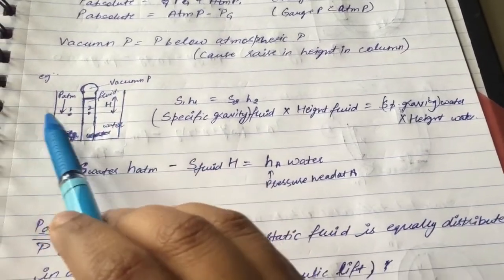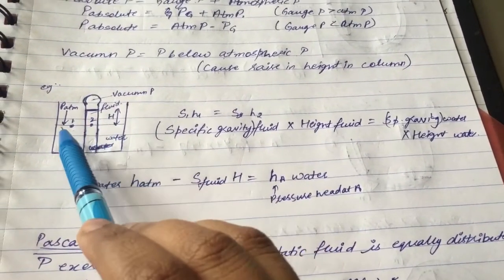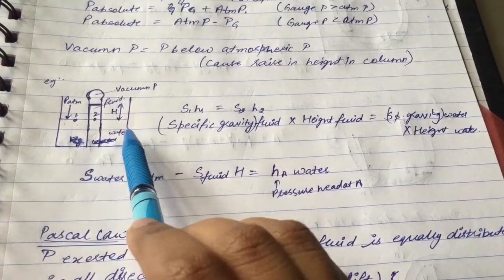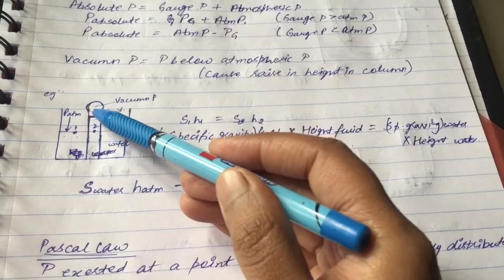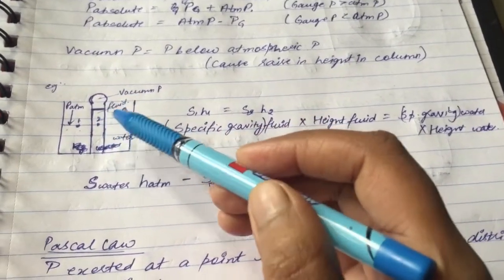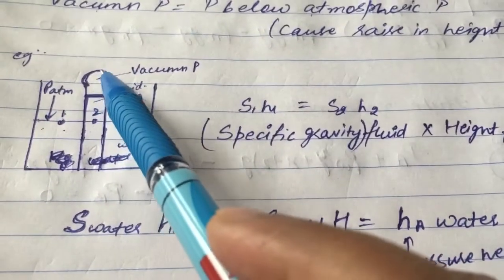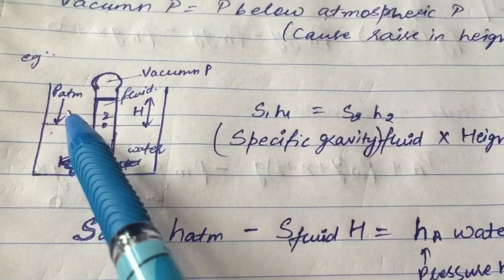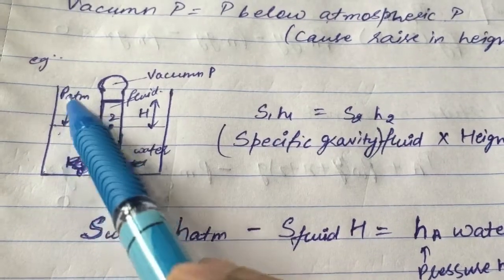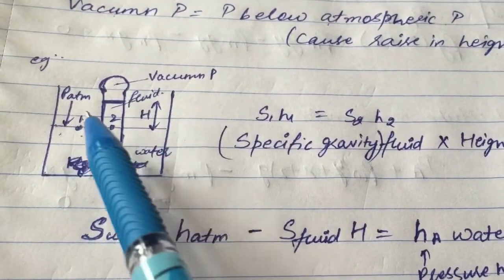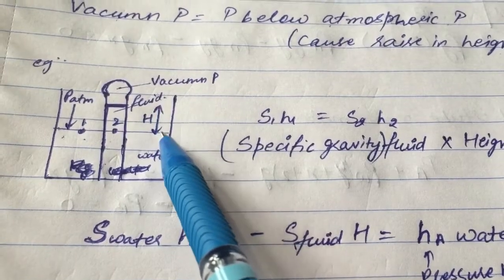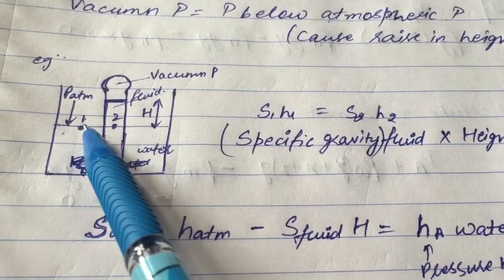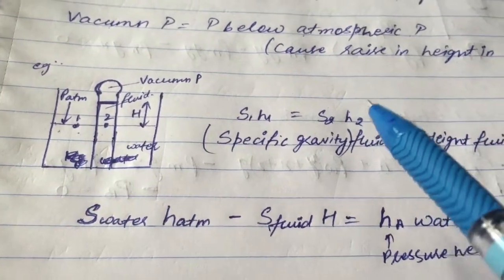So in this diagram we have a column, and this is the level of fluid or water in this case, and some other fluid is filled inside the column, and here in this vacant space we have vacuum pressure, and this is the atmospheric pressure being applied on the water, and this is the rise in height in the column H. So we have taken 2 points, point 1 and point 2.